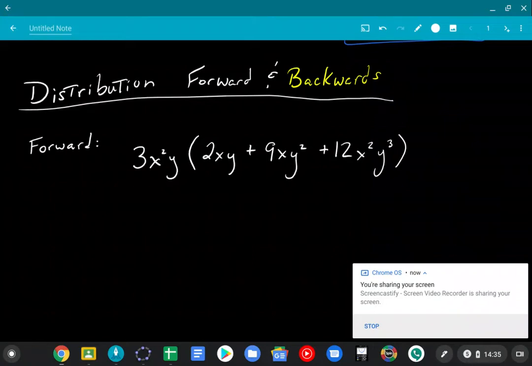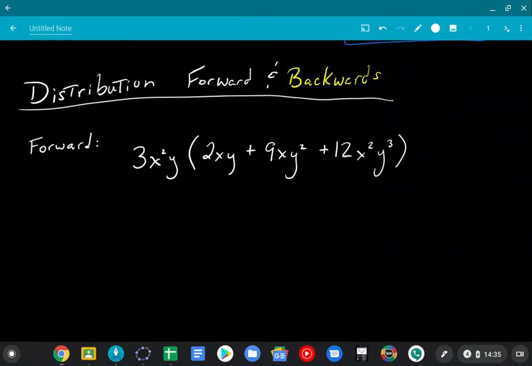All right. So distribution, forward and backwards. If we're going to go forward, we need to take this value here and distribute it to each of the terms inside the parentheses. The easiest way to think about this is the numbers being multiplied to the numbers, the x's being multiplied to the x's, and the y's being multiplied to the y's, one term at a time.